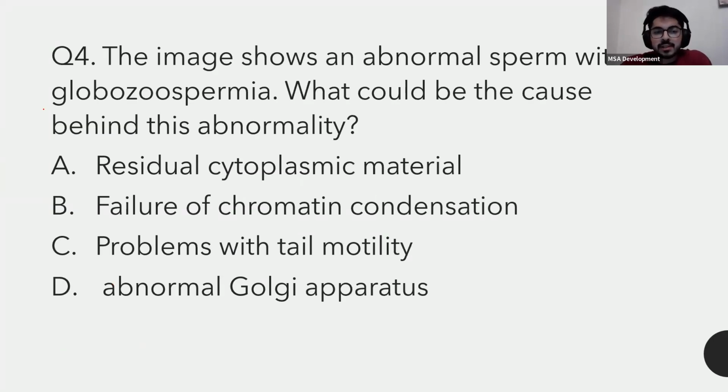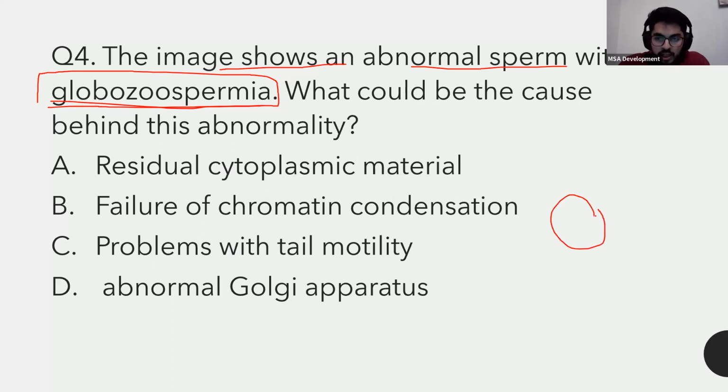Last question of this lecture is actually the image. Oh, I actually missed the image. The image shows an abnormal sperm with globozoospermia. Okay, I'm going to edit it and add it in the PowerPoint. But for now, remember globozoospermia: the balloon shape with a tail. Okay, a balloon on a stick shape.